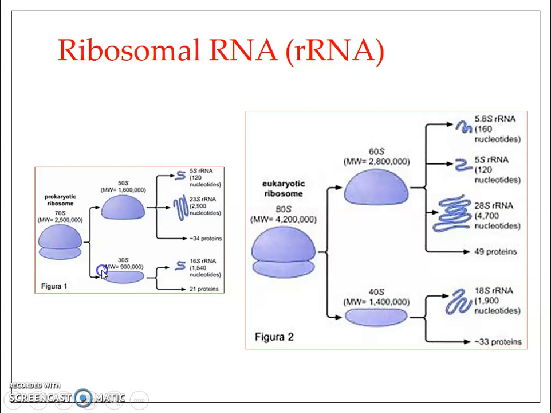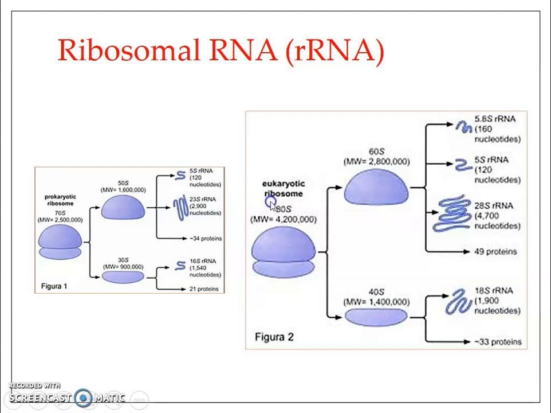On the other hand, the 30S subunit, the smaller subunit of the prokaryotic ribosome, is formed of a single ribosomal RNA and 21 ribosomal proteins. The rRNA is 16S type, formed of only 1,540 nucleotides. So in the 70S ribosome, we can see it is formed of three different kinds of rRNAs: 5S, 16S, and 23S.